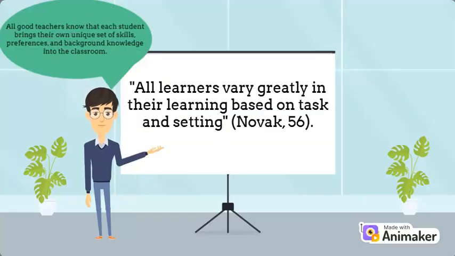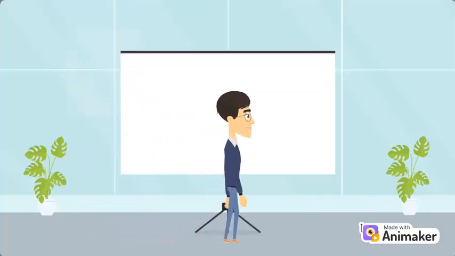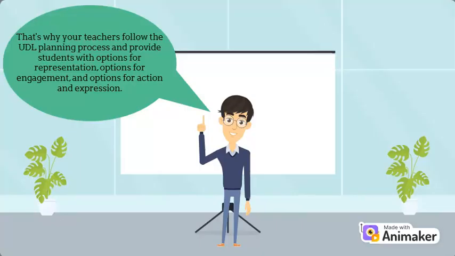All good teachers know that each student brings their own unique set of skills, preferences, and background knowledge into the classroom. All learners vary greatly in their learning based on task and setting. That's why your teachers follow the UDL planning process and provide students with options for representation, options for engagement, and options for action and expression.